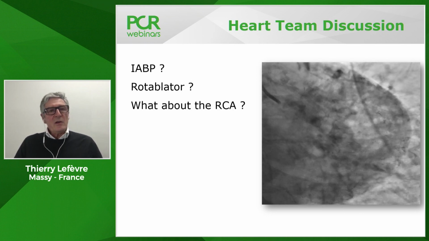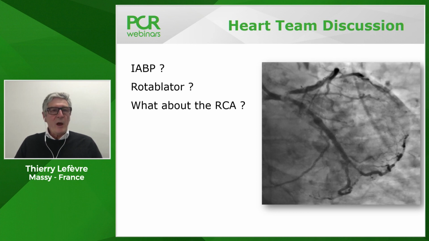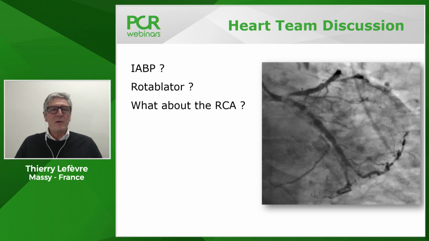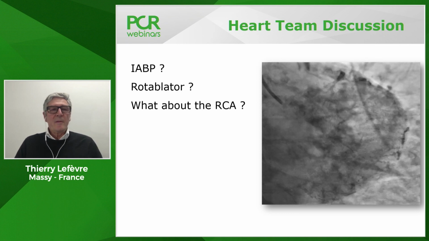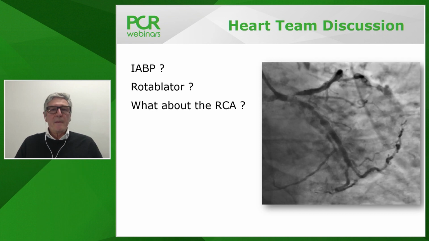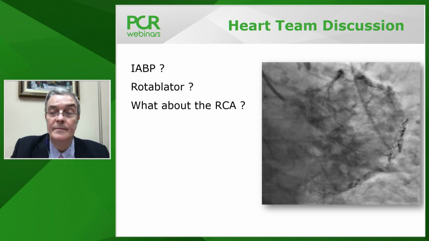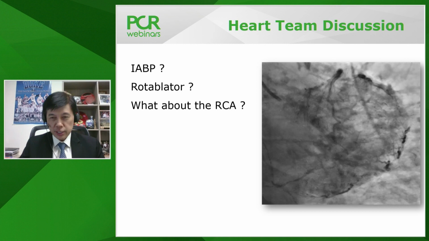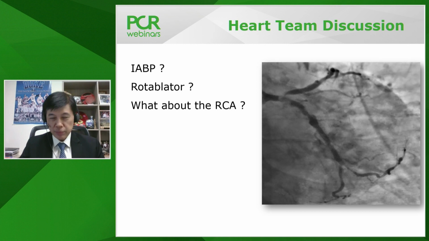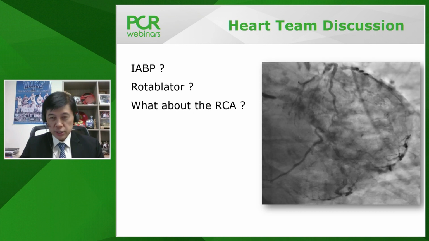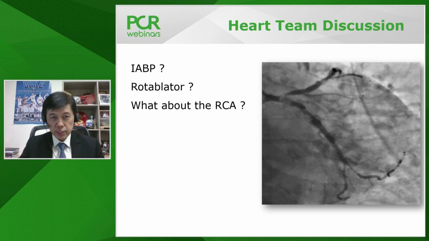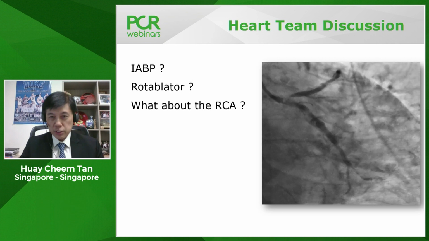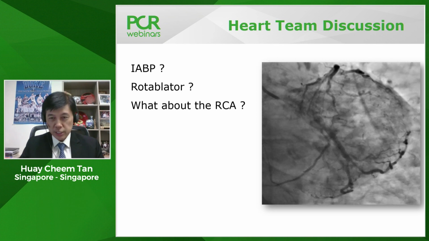The other question is the right. Should we start by treating the right, or should we treat only the left main and maybe the right after? What do you think? Prof. Tan, please. I'm just thinking that this patient has a very severe left main disease, and clearly on ECG, this appears to be the culprit lesion. I think in this setting, I will go for the culprit lesion, which is the distal left main bifurcation lesion.